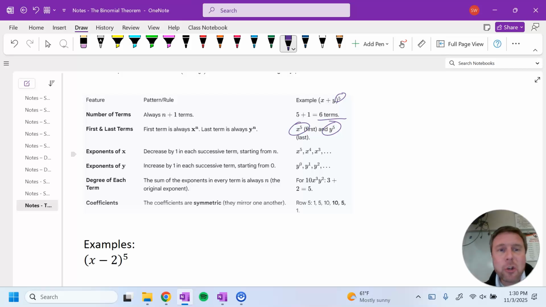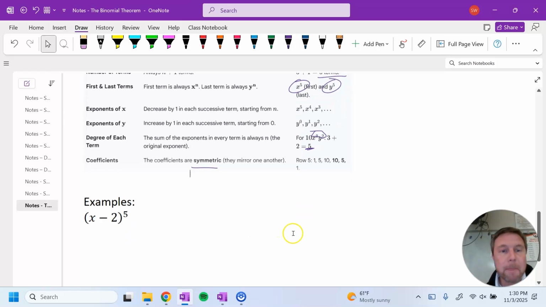And then each term's degree, this is the important one, is always going to add up to the original amount. So if I see like 10x cubed y to the second, these exponents right there, 3 plus 2, add up to 5. That's a nice little checkpoint. Do your exponents add up to the original exponent? And your coefficients are symmetric. That's Pascal's triangle. We could draw a big old vertical line right through the middle of it, and it would be a mirror image of each other.